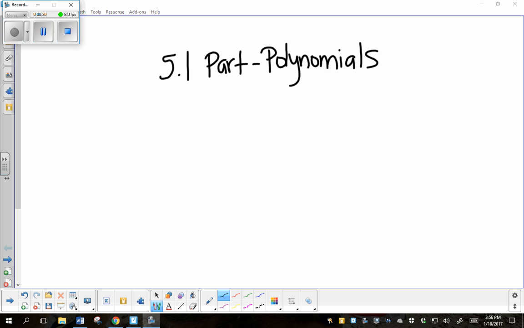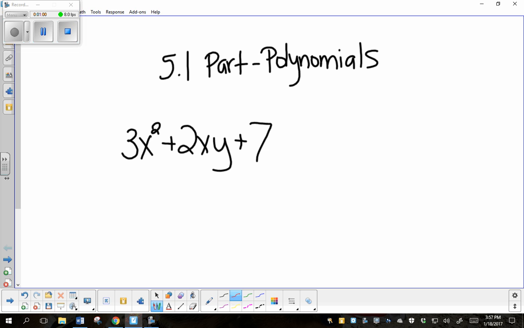All right, so the first thing we're going to talk about is a term in math, and we're going to talk about terms within polynomials. A term is something that is being added or subtracted, basically. So for example, let's write down an example like this: 3x squared plus 2xy plus 7. This is a polynomial, and it is made up of 3 terms. So 3x squared is a term, 2xy is a term, and 7 is a term.